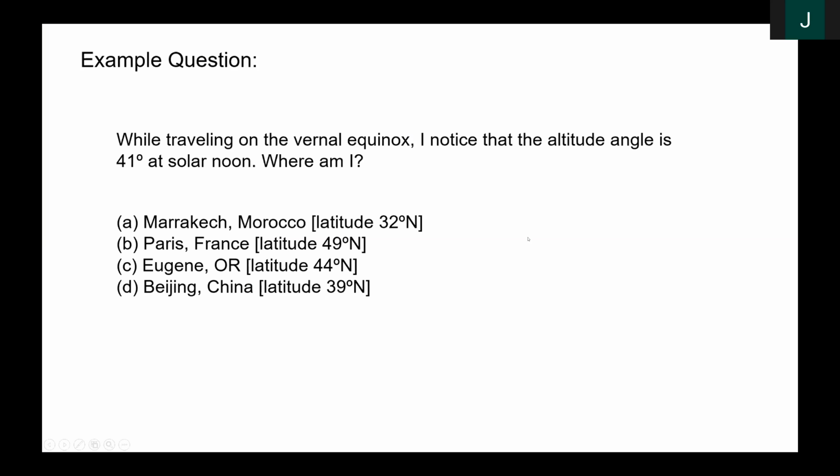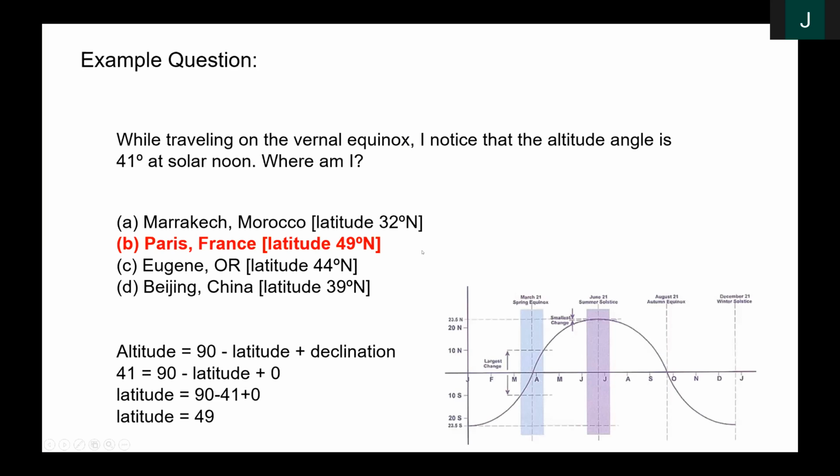So, if the angle is 41 degrees at solar noon, and it's the equinox, so we know the declination is 0, then we expect the altitude, which is 41 degrees, to be equal to 90 degrees minus the latitude. That is to say the latitude must be 49. 41 equals 90 minus x. You solve for x. X equals 90 minus 41. X equals 49, latitude of Paris, France, or anywhere else along that same latitude.